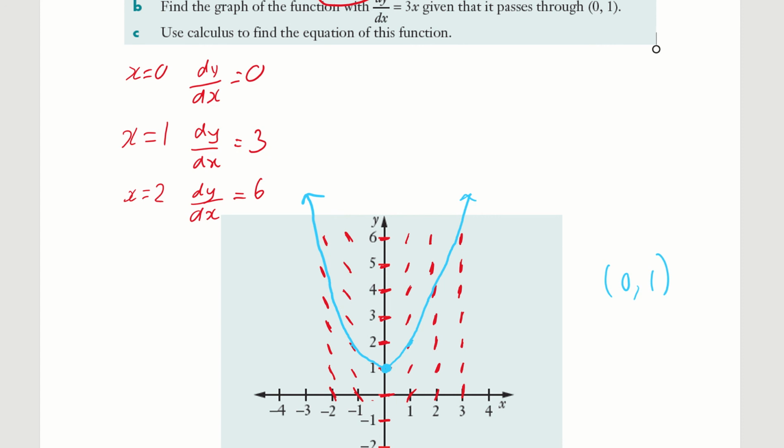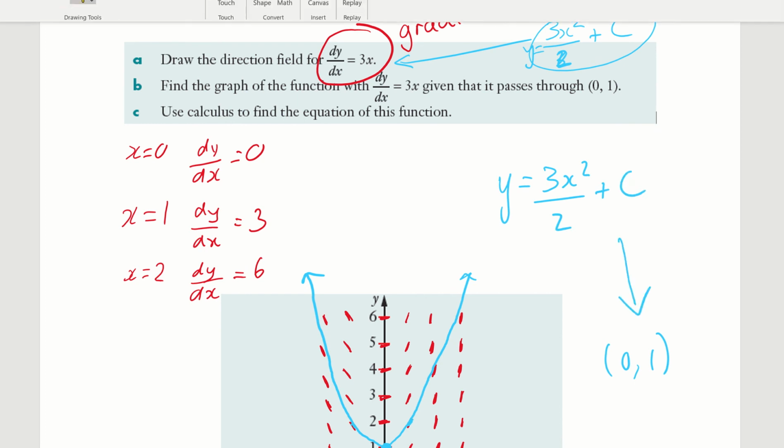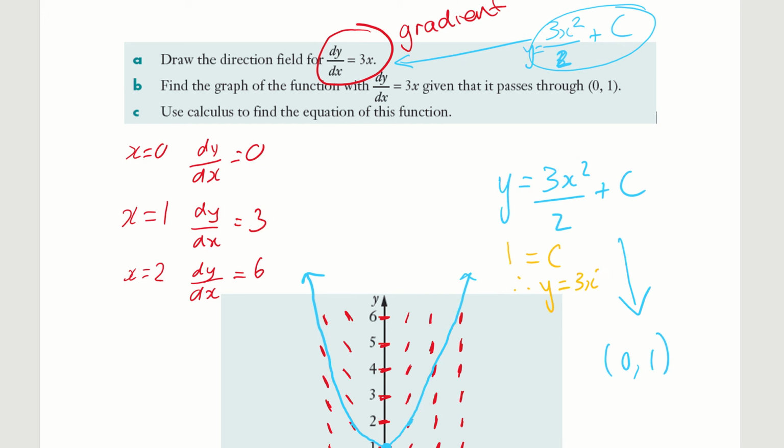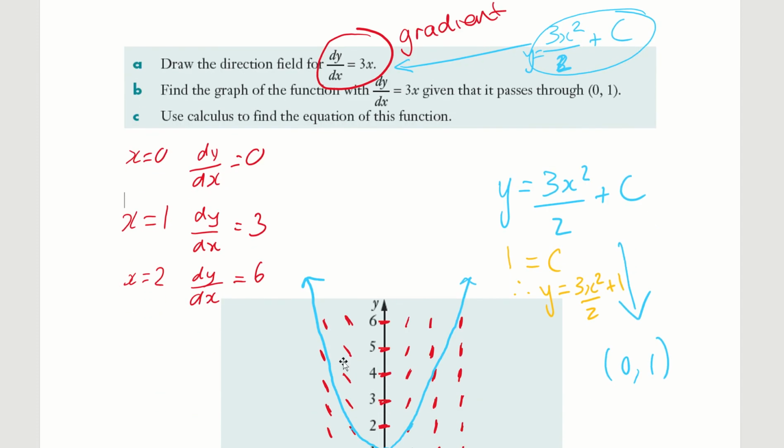Part 3 says now use calculus to find the equation. I already integrated, and when I integrated before, I got 3x squared on 2 plus c. Now they've given me a point, so I can just substitute that point in. So x is 0, y is 1, which gives me that c is 1. Therefore, the equation of the original graph is that. And that's it. It's using a lot of skills you already know and just looking at this new idea of a slope field. To draw your slope field, it's just about subbing into the gradient function.